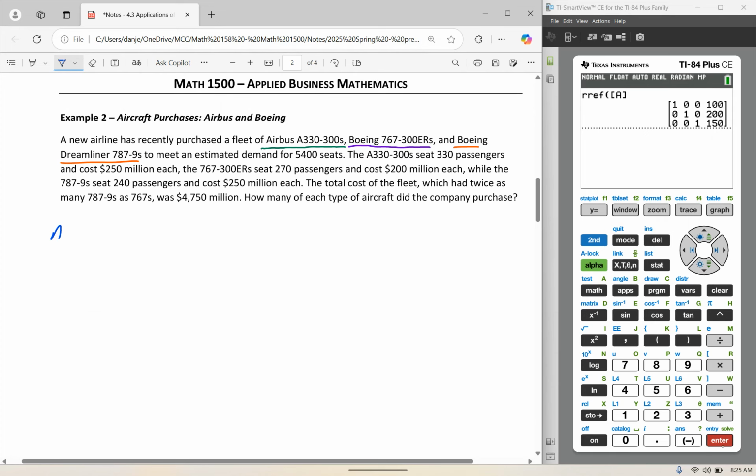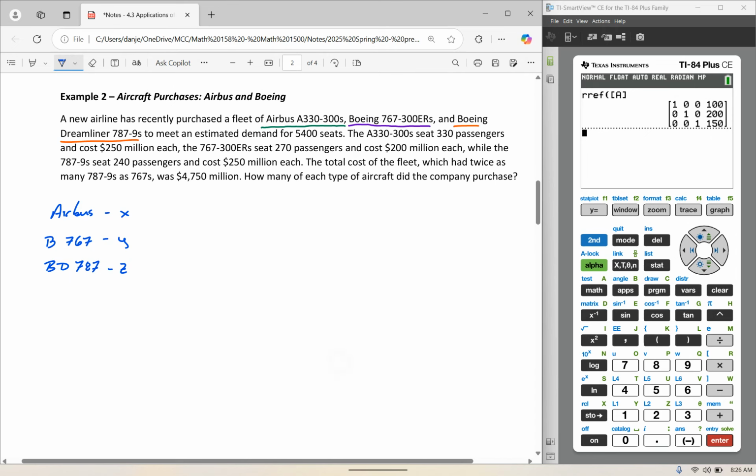So we've got the Airbus, that one's easy, it's just Airbus. We've got the Boeing 767, and we have the Boeing Dreamliner 787. And again, I'm going to use X, Y, and Z for each of those. So now what's the information? The new airline has recently purchased a fleet of these airliners to meet a demand for 5,400 seats. So I'm going to call that seats, or passengers, an equation because we know that that's going to be the case.